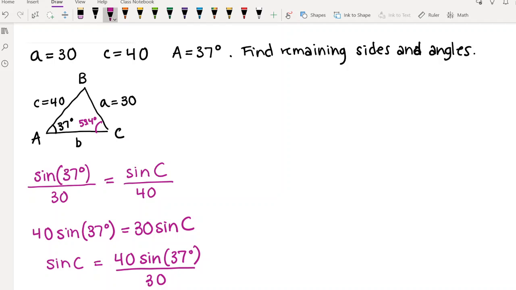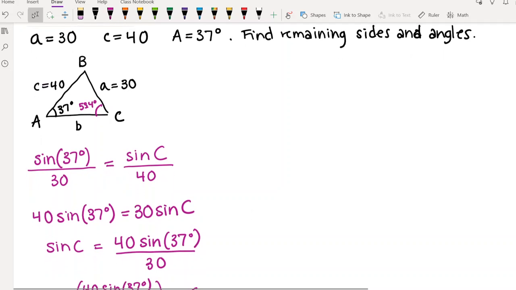Okay, so now we can find angle B, right? Because now we know two of the angles, and so we can find the third angle. And so the third angle B, if you subtract from 180, you're going to find that B is equal to approximately 89.6. So that's just by doing 180 minus 37 minus 53.4.